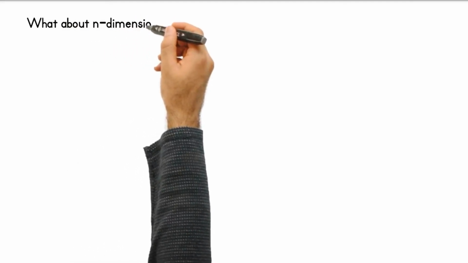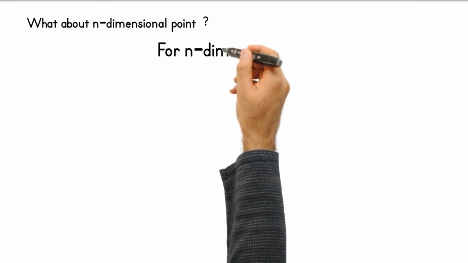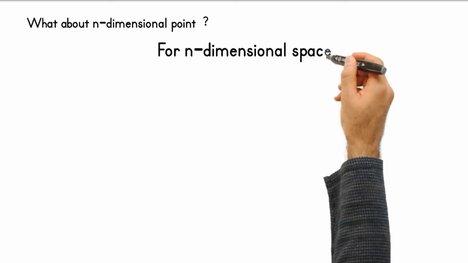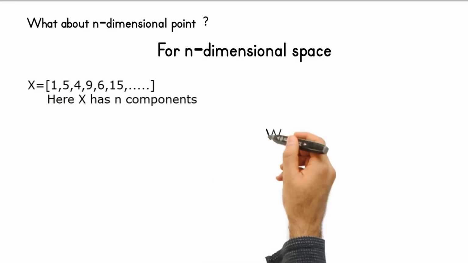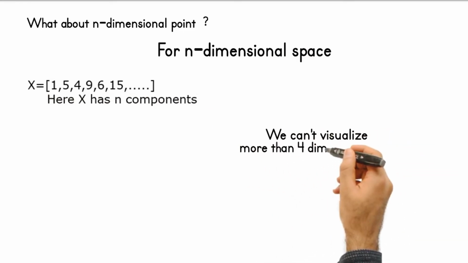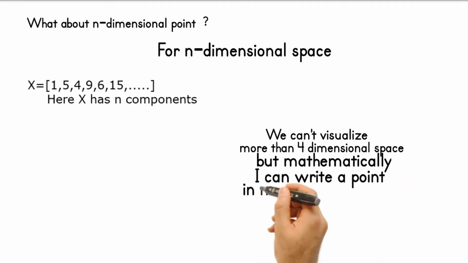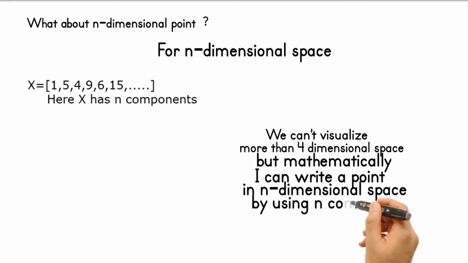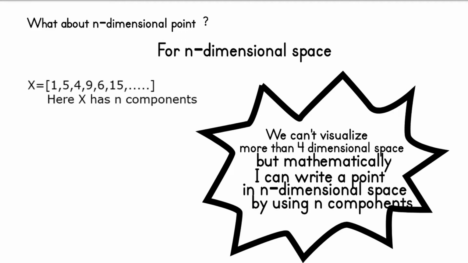What about an n-dimensional point? Whatever we learn in 2D and 3D in linear algebra, we can use the same understanding for higher dimensions also. We can represent an n-dimensional point in vector form as, let's say, x equal to 1, 5, 4, 9, 6, 15, etc. Here x has n components. We can't visualize more than 4-dimensional space, but mathematically I can write a point in n-dimensional space by using n components. This is a very simple idea of what a point is.